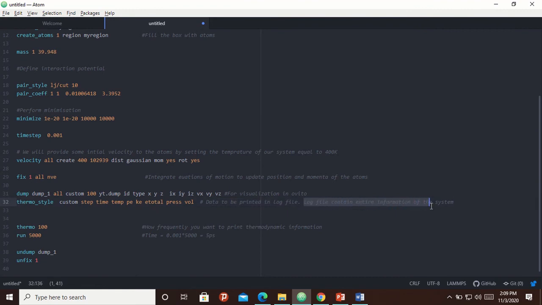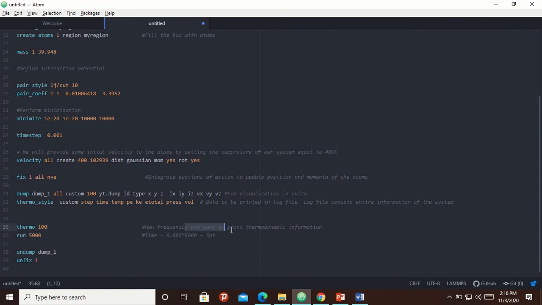The log file contains the entire information of the system. By using custom in the thermo style, I will print the step, time, temperature, potential energy, kinetic energy, total energy, pressure, and the volume of the system. And after that comes thermo 100.